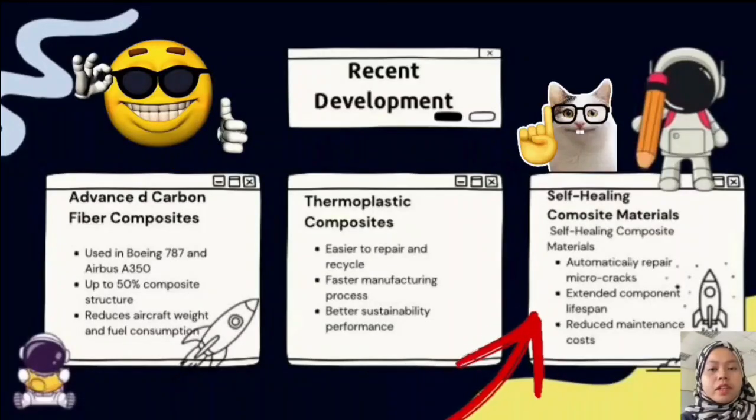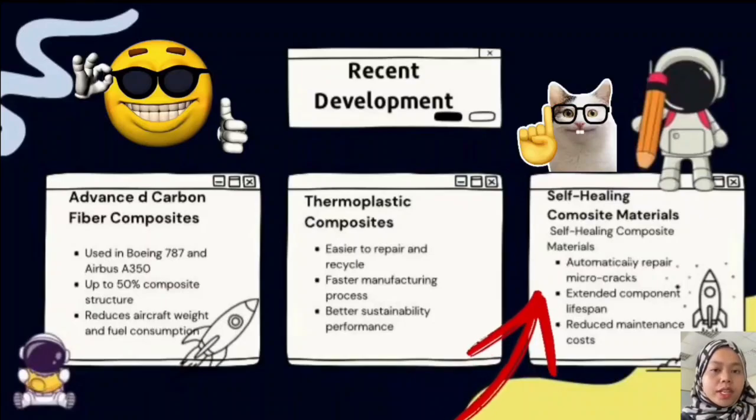So next is self-healing composite materials. They are designed to automatically repair small cracks or damage without external intervention. They contain microcapsules or healing agents that activate when damage occurs.